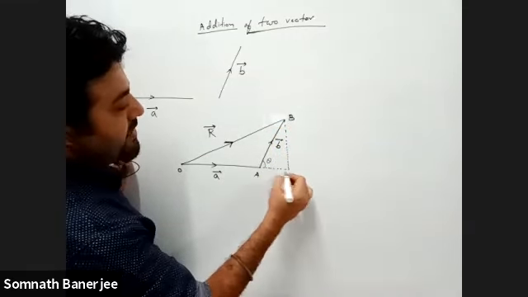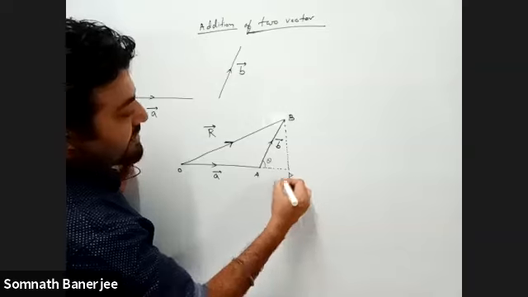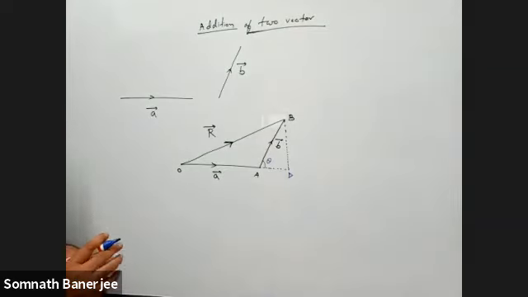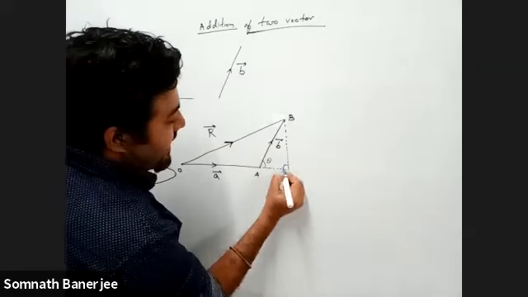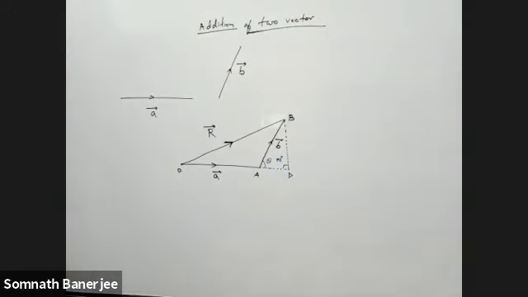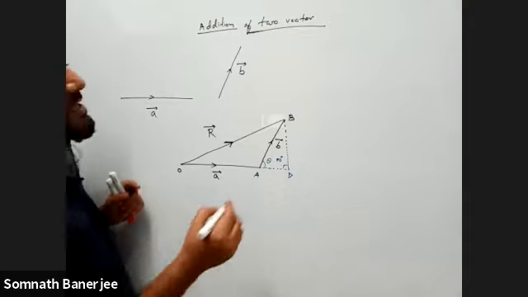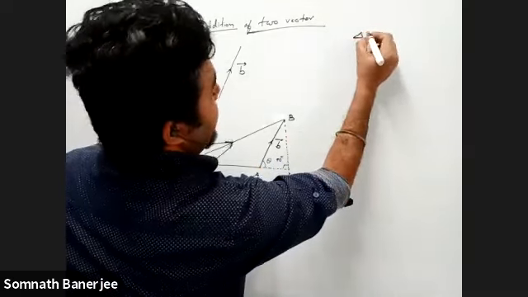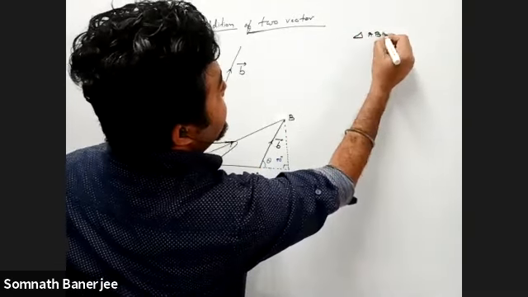So let it be D. We drop a normal, let it be D, and this angle is 90 degrees. Now see, in the triangle ABD, we can write it here.